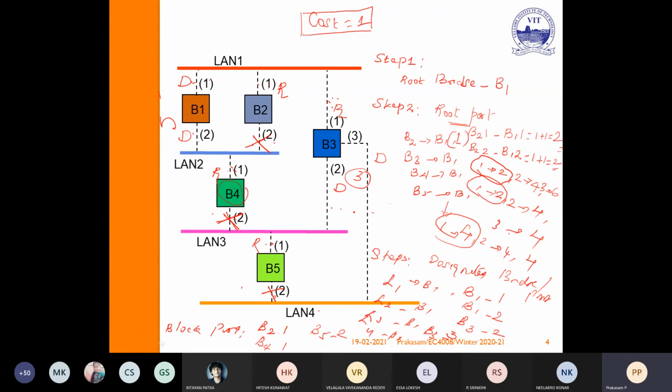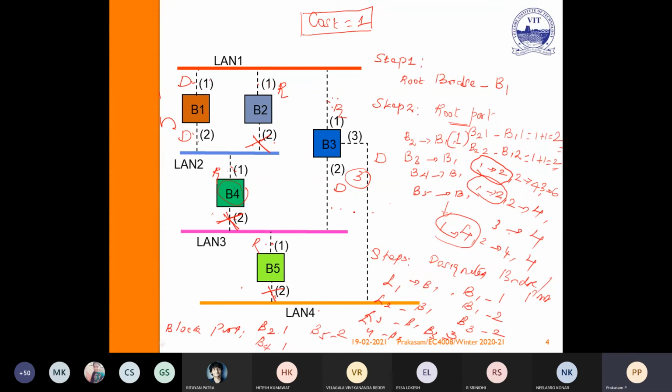Third step, with respect to each LAN, you should find a designated bridge and port with respect to the root bridge. How will you find it? Same, with the least cost. If a tie is happening, the one with the lowest bridge ID is the designated bridge. Then the last step, we are finding block ports. Whatever is not a root port and not a designated bridge and port, the remaining are the block ports. So using this, we can identify block ports to avoid the looping.